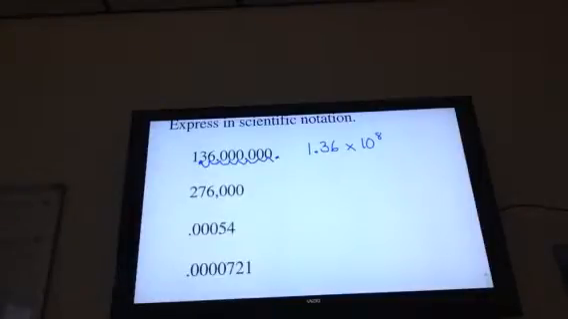Same drill on the next one. My decimal is understood to be after the 276,000. And when I write it in scientific notation, I want one digit. So that means I'm going to be between the 2 and 7. So 1, 2, 3, 4, 5. So 2.76 times 10 to the 5th power.